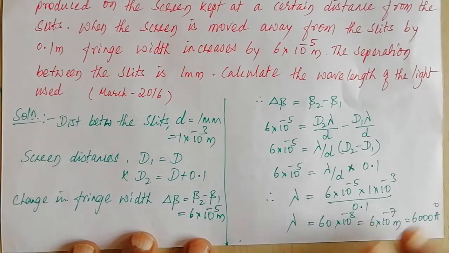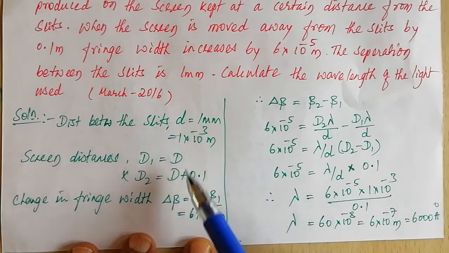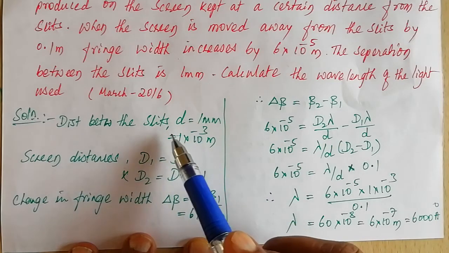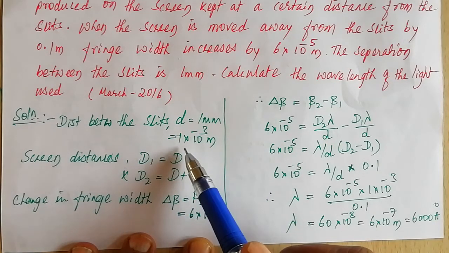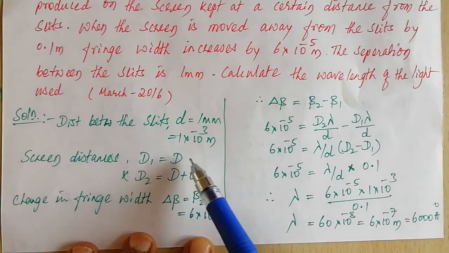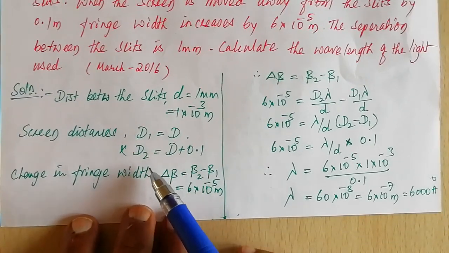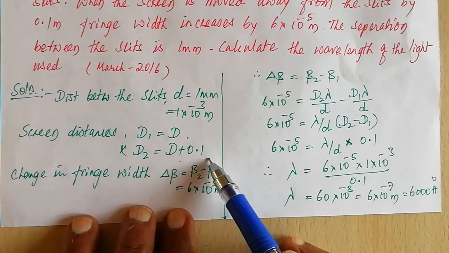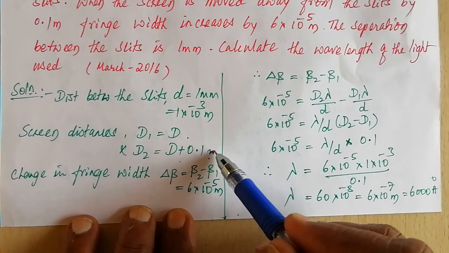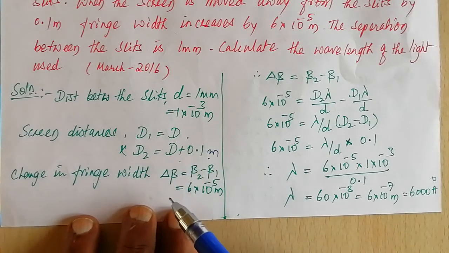The given data: distance between the slits, small d, is 1 millimeter. That is the distance between the two coherent sources, 1 into 10 raised to minus 3 meter. So the initial screen distance D1 is D. Then the screen distance is increased by 0.1 meter. Therefore the new screen distance D2 is D plus 0.1 meter. Change in fringe width.